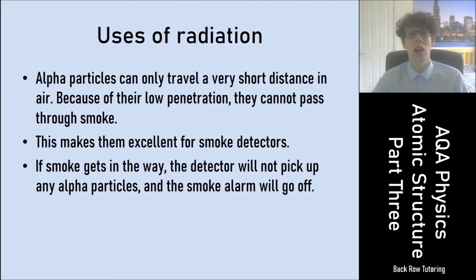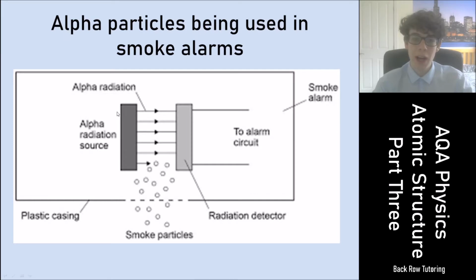Here we have an alpha radiation source, so we have a radioactive substance which gives off alpha particles. Those alpha particles travel this way and hit this detector, the radiation detector, for example, something like a Geiger-Müller tube. When the alpha radiation hits this radiation detector, the detector sends an electric current off to the alarm circuit.